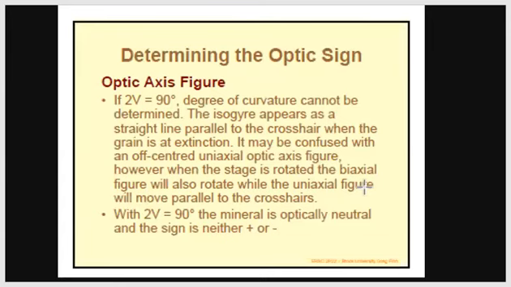Optic axis figure, that is the next one, where you can see that if 2V is 90 degrees, the degree of curvature cannot be determined. The isogyre appears as a straight line parallel to the crosshair when the grain is at extinction. It may be confused with the off-centered uniaxial optic axis figure. However, when the stage is rotated, the biaxial figure will also rotate while the uniaxial figure will move parallel to the crosshairs. The 2V is equal to 90 degrees. The mineral is optically neutral, which we have already seen in the earlier slides, and the sign is neither positive nor negative.